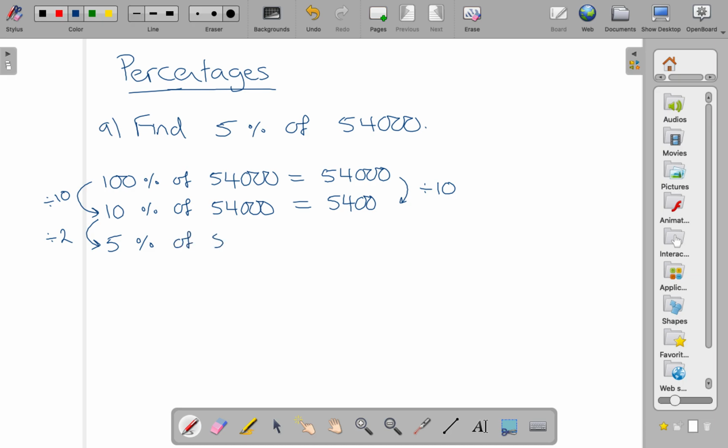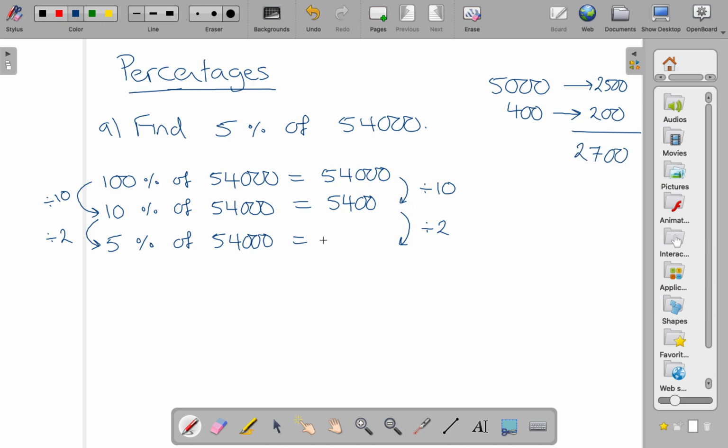So 5% of 54,000 is whatever 10% is, which is 5,400, then divide it by 2. So divided by 2, we have 5,000 and 400. They're the numbers that make up 5,400. So divide 5,000 by 2, and we get 2,500. Divide 400 by 2, we get 200. Add these numbers together, and we get 2,700. So the answer is 2,700.